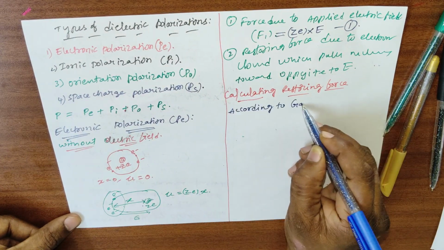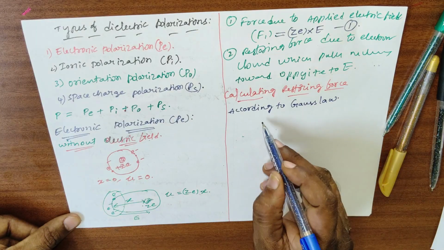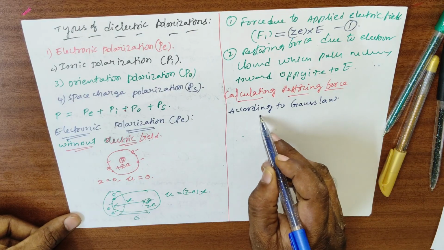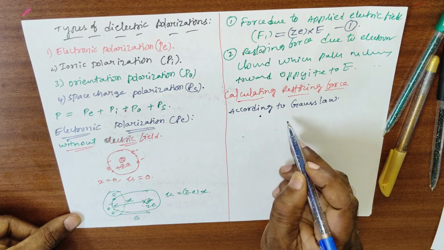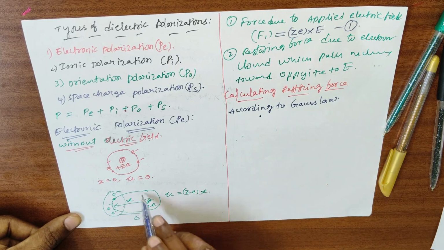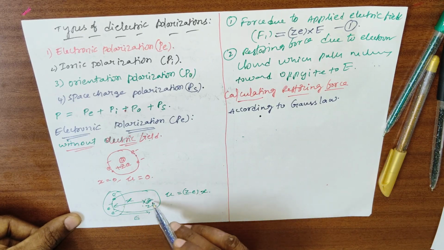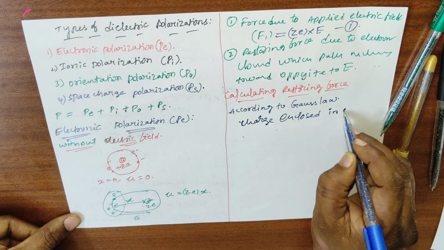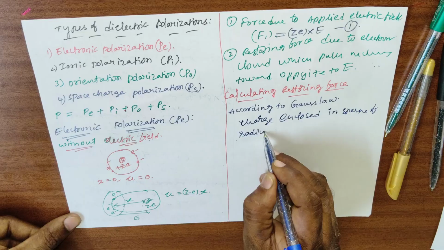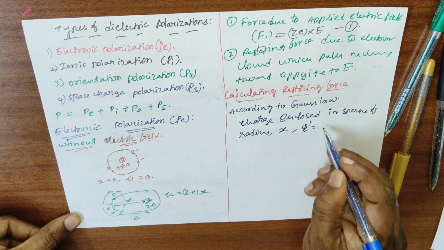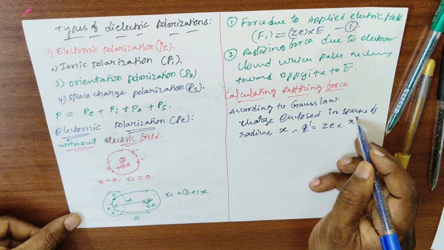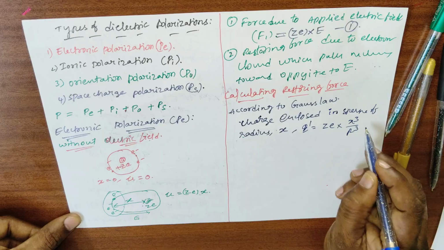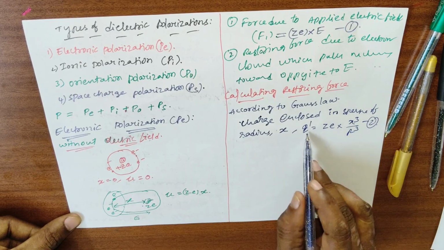Now we will calculate the restoring force. According to Gauss law, only the charge enclosed within the sphere of radius x contributes to the restoring force. That is, only the charge enclosed in this sphere of radius x contributes to the restoring force. The charge enclosed in the sphere of radius x is q dash, equal to ZE into x cube by r cube. This is equation number 2. How will you get this equation?